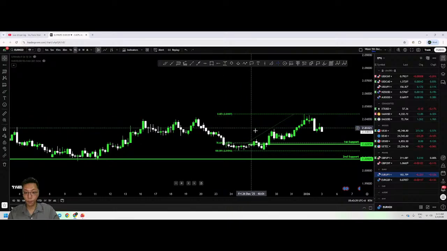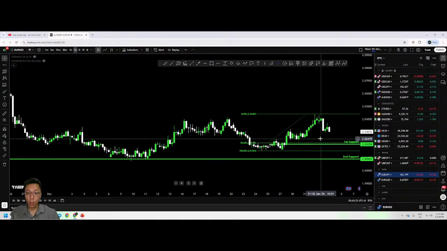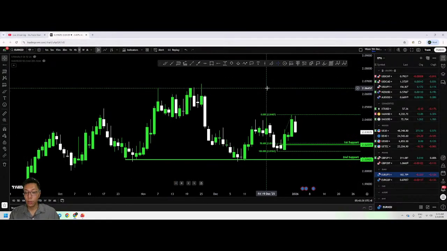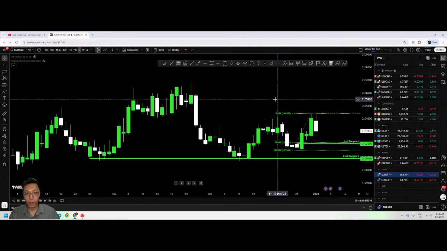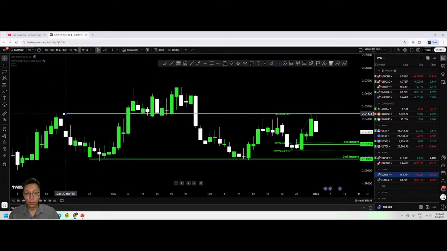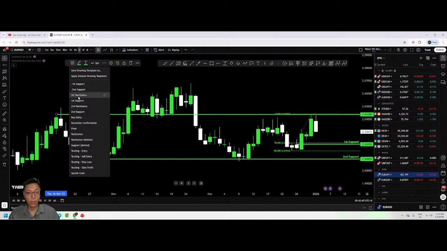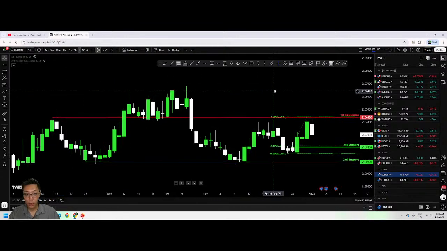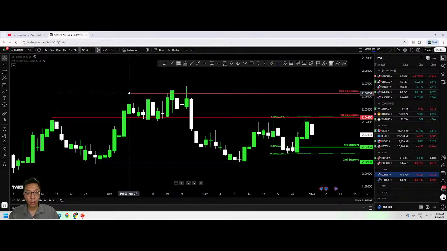If you go to H4, you can see it is a pullback support level. So you use daily and then use this setup. Then the next thing is, of course, this crucial area. This common level is my first resistance area. Then this area is my second resistance.